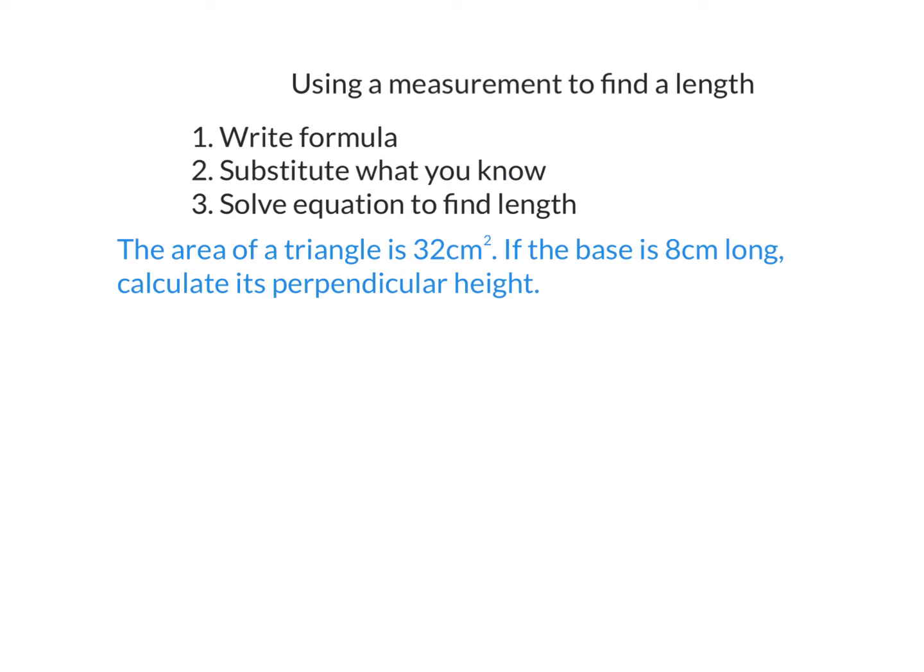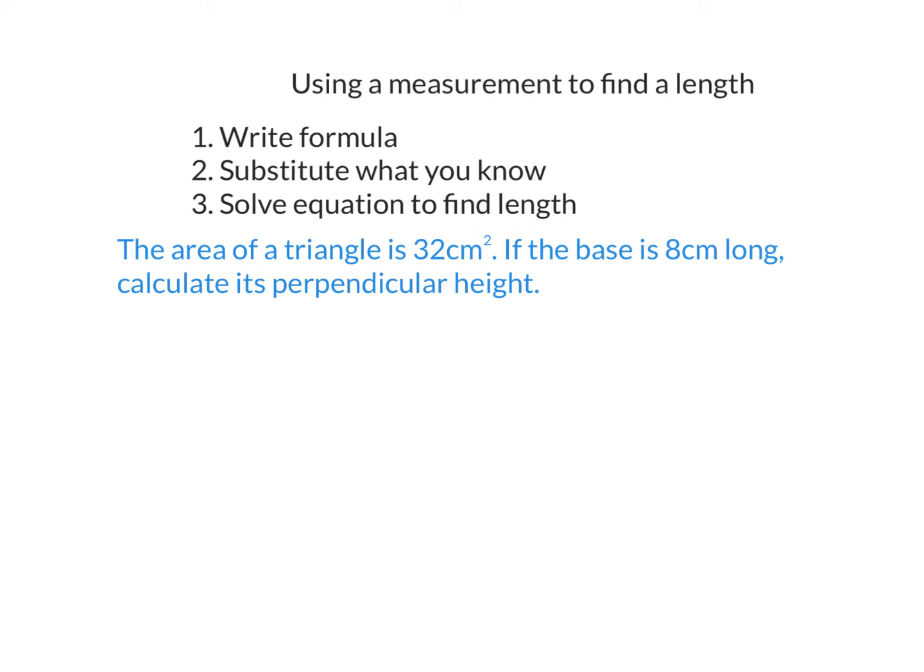All right, let's now look at doing the opposite, where you get a measurement and have to find a side length. See, in each of the previous examples, I gave you the side lengths and we figured out the area or volume. Now we're going to look at an example of doing the opposite. So when you're given a measurement like an area or volume and you have to find a length, follow these 3 steps of writing the formula, substituting, and then solving. Probably doesn't make a lot of sense now, so let's look at an example.